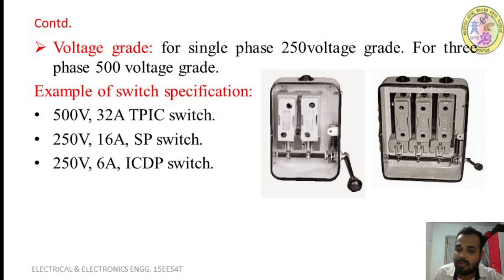And the next figure represents TPIC, that is triple pole ironclad switch. Here you can see 3 poles, 1, 2, 3 poles. Along with that we have provided 3 fuse units. So these are the examples of main switches. These figures represent the ICDP or ICTP switches.